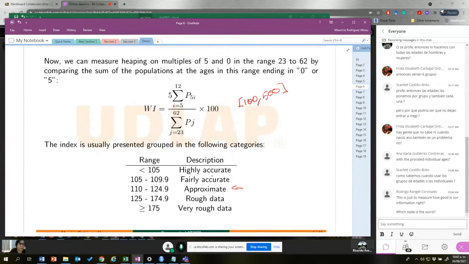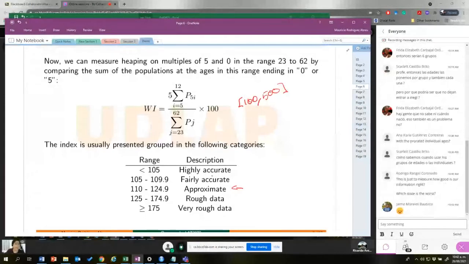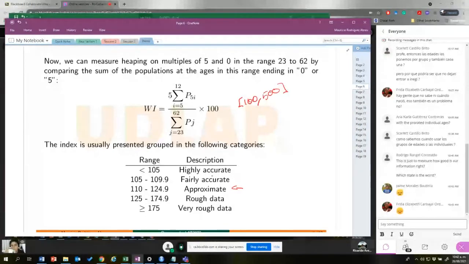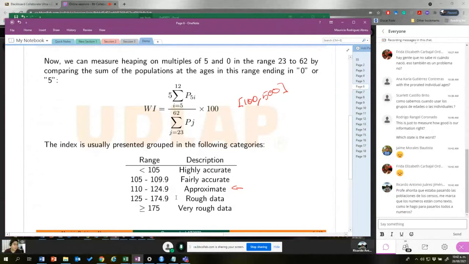So everybody knows at least somebody who works at INEGI or Nissan, because Nissan also has a big plant in Aguascalientes. Which one is the worst? I don't remember. Probably it was Oaxaca, Chiapas, or Guerrero, those states. But again, I don't have the information right now. And when I say the worst, it's not like they're getting 175. No, most states are going to be here in the approximate.